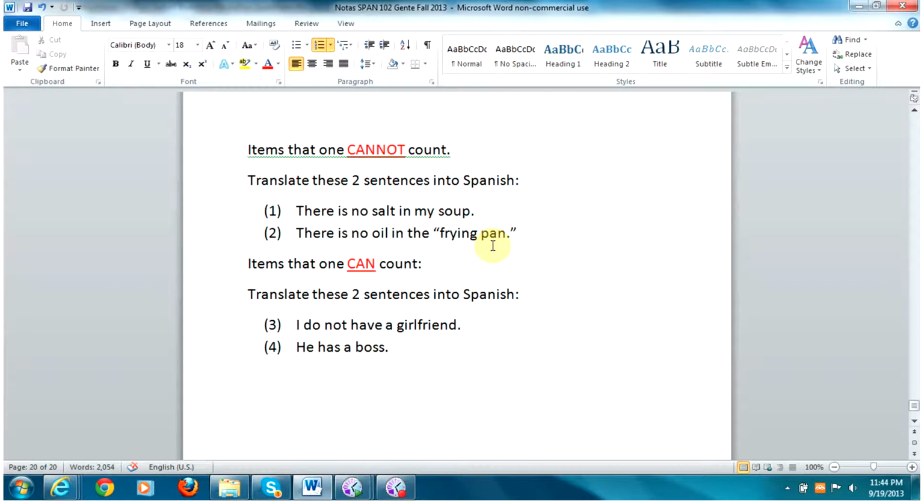Or 143. Items that you can count. Sentence number 3, please translate this. I do not have a girlfriend. And number 4, he has a boss. Again, I need the answers to these by email before 11 p.m. on Friday, September 27th, as well as your notes.